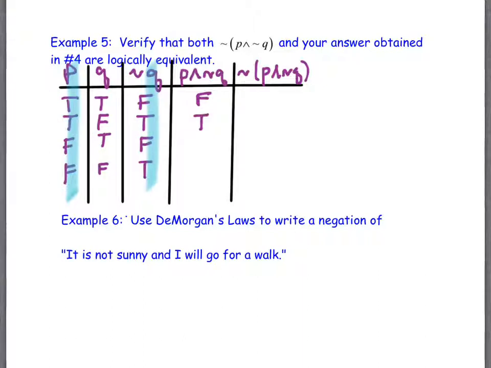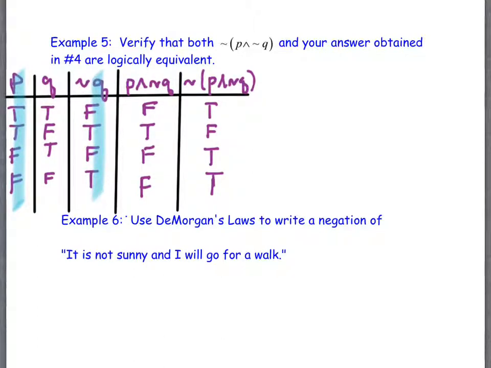The third line says false and false. False, right? 2 falses is false. And the last one says false and true, which is also false. The only way an and statement is true is if they're both true. It would only happen on row 2. Now, the last column says I'm going to negate the column that I just created, right? So if I negate the column that says false, true, false, false, what do I get? True, false, true, true. All right, so this was the first truth table that I created.